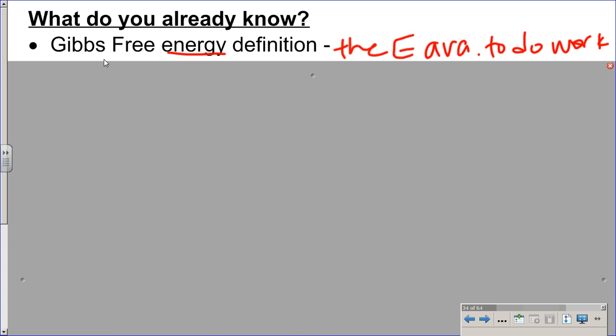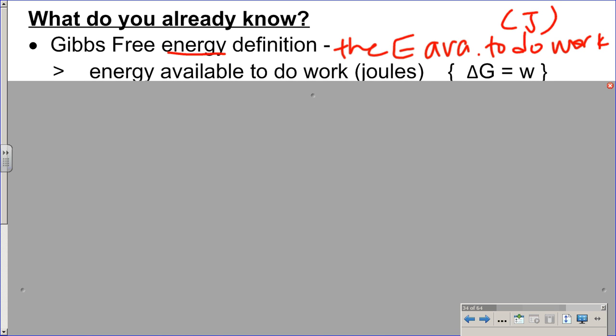Work is literally measured in joules, just like Gibbs free energy. And work can usually mean expansion. For chemistry, it's expanding, pushing a system outward on our surroundings. But in physics, it's more moving of distances. So for those of you in physics, you'll see work is a different thing. Gibbs free energy is the energy available to do work, which is measured in joules, right?